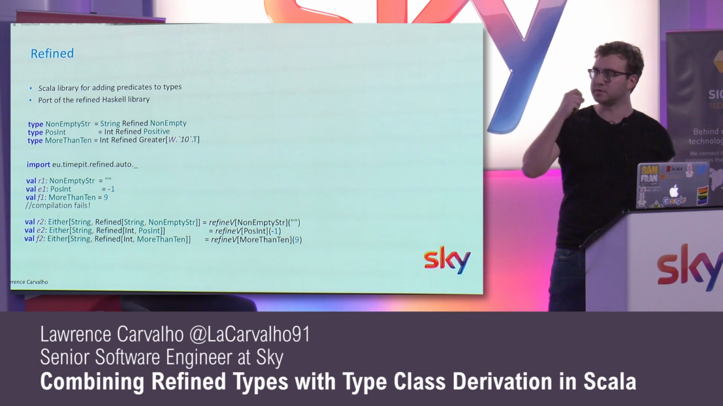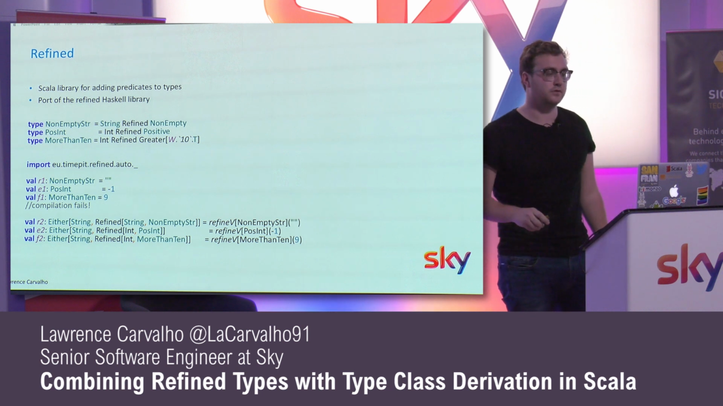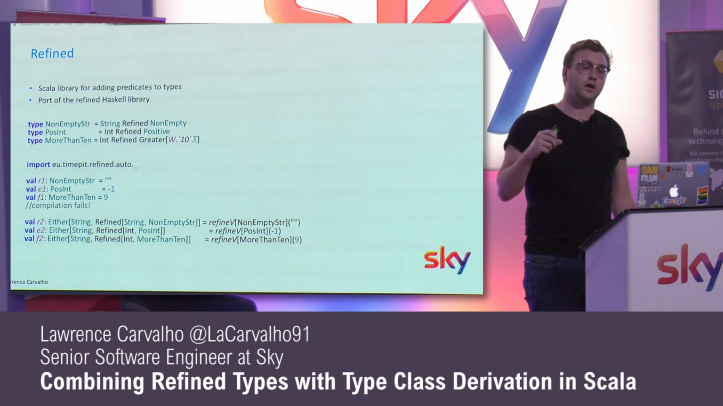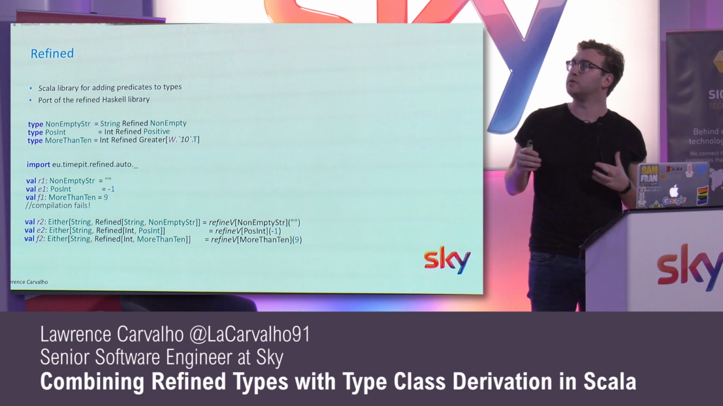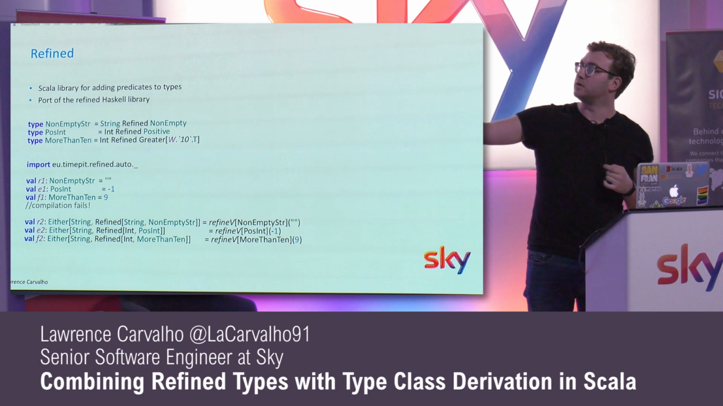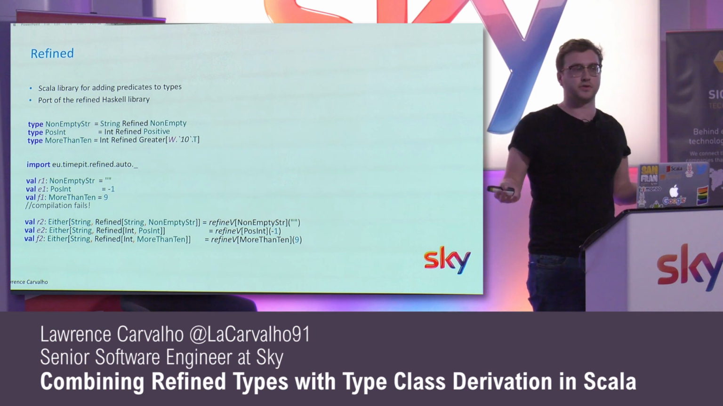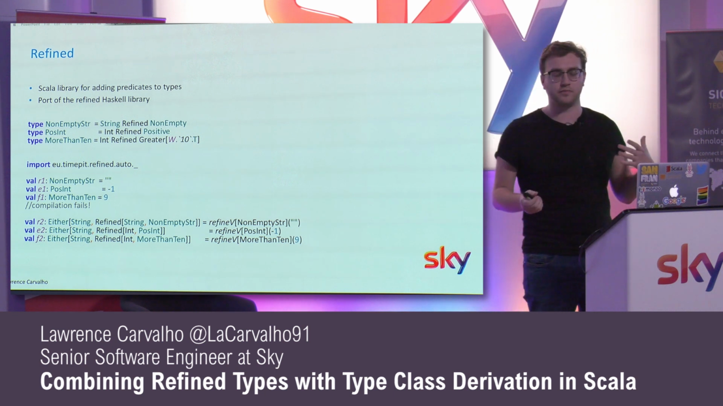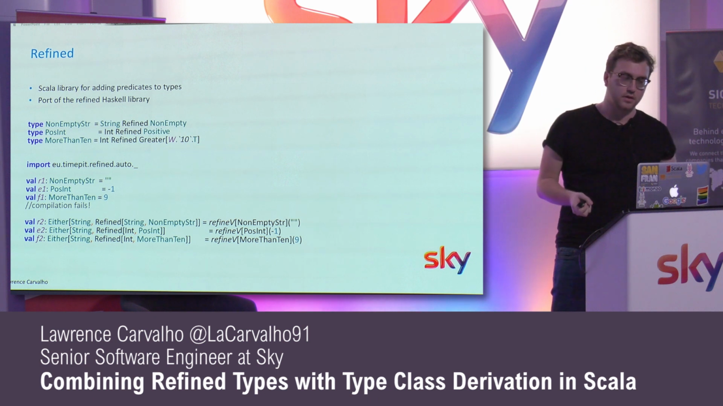Same below with PositiveInt, Int Refined Positive, and the one below, Int Refined Greater. Now I've used PositiveInt and MoreThan10 for a reason, because refined also has some inference. Refined knows that an integer with this predicate, Int Refined Greater 10, has to be positive. So if you've got something that accepts a PositiveInt, you can give it this.